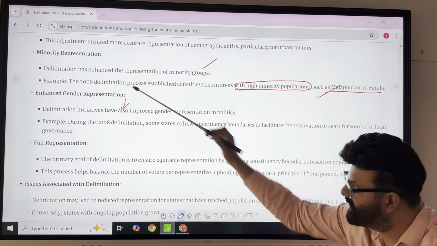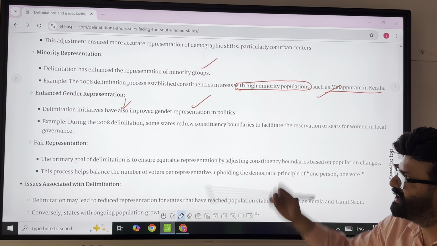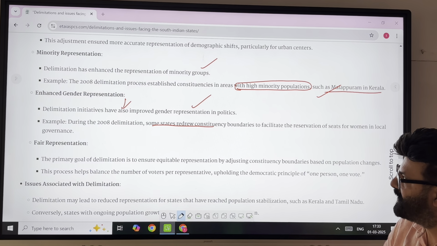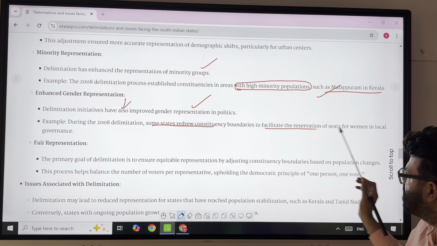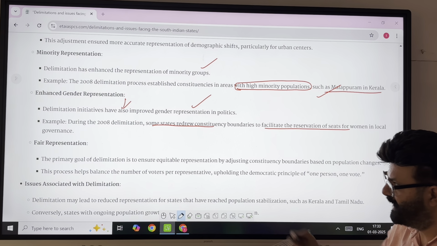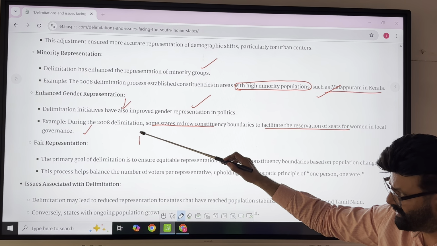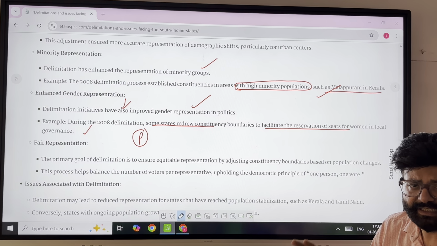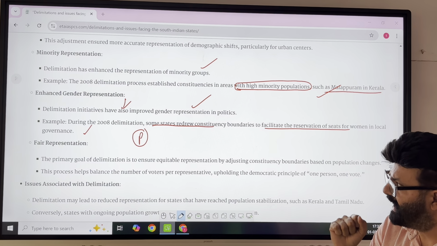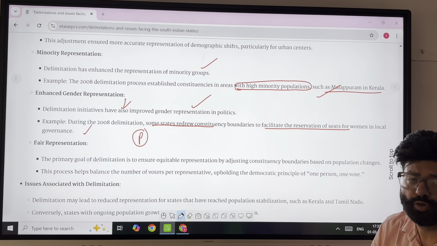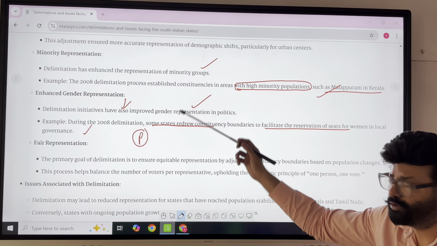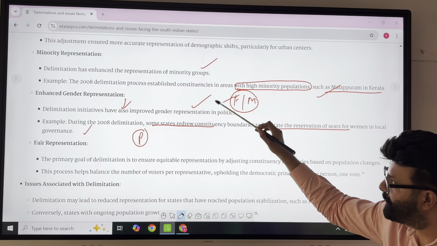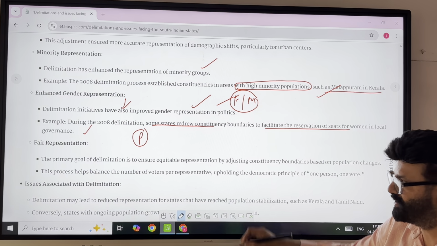Next, enhanced gender representation. Obviously gender representation in politics will increase. Some states in 2008 redrew constituency boundaries to facilitate the reservation of seats for women in local governance, even at the panchayat level. Certain states have taken the figures, and with those figures they have redrawn constituency boundaries based on what? Based on gender. Where females were comparatively more than males, they provided reservation to females in those constituencies.